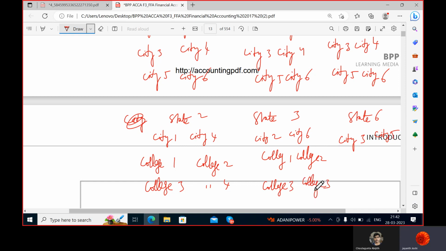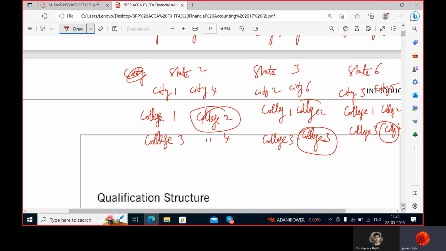So we are dividing the population into various clusters and trying to get our results. College 1, college 2, college 3, college 4, anything. So in this case, now we are picking out college 2. And here we are picking out college 3. Here college 4, and then we are asking the teachers and educators about the new education policy and trying to get our results. This is called multi-stage cluster sampling.